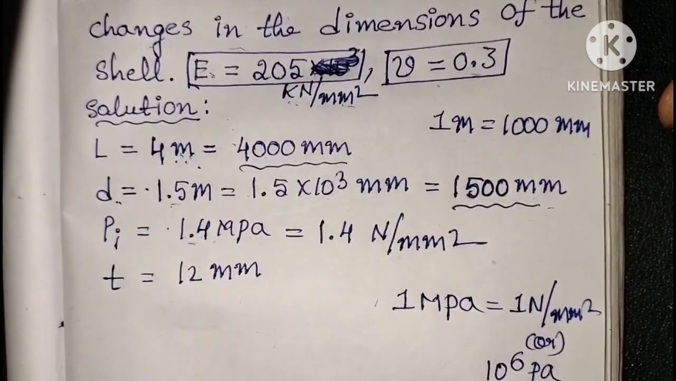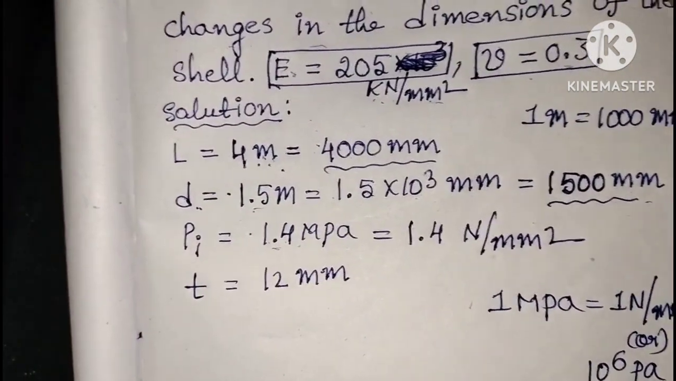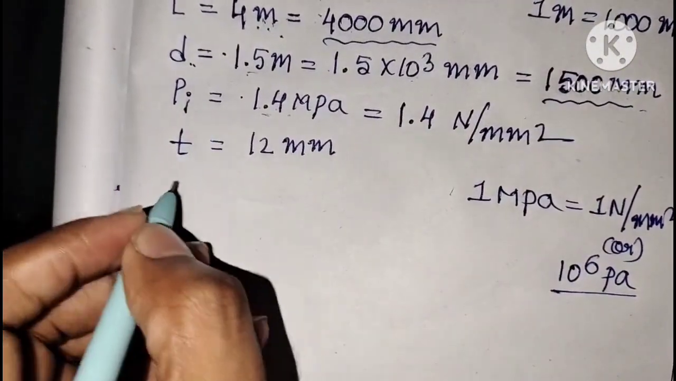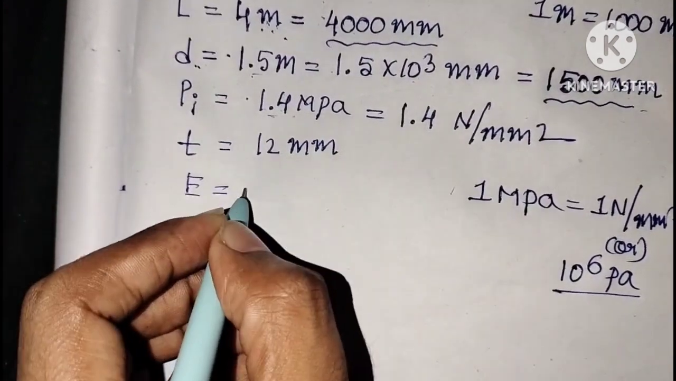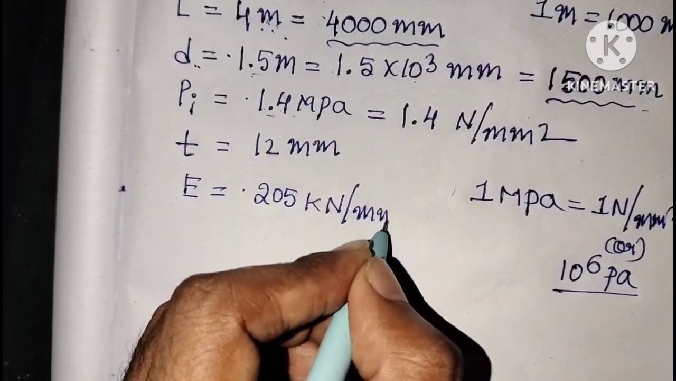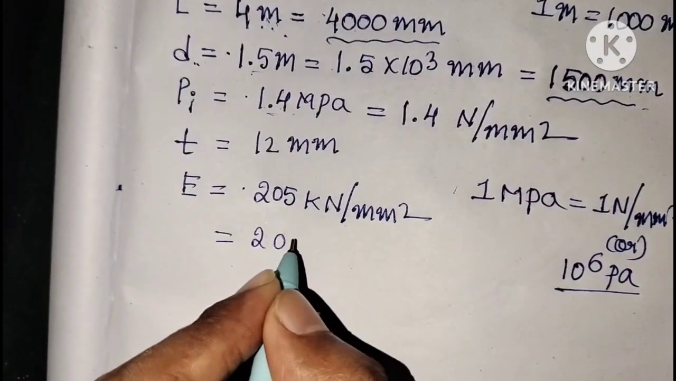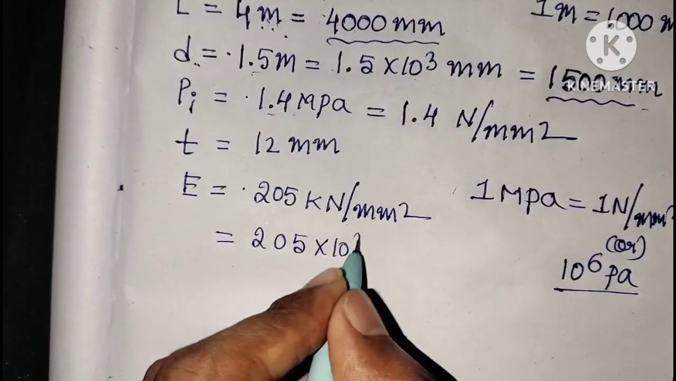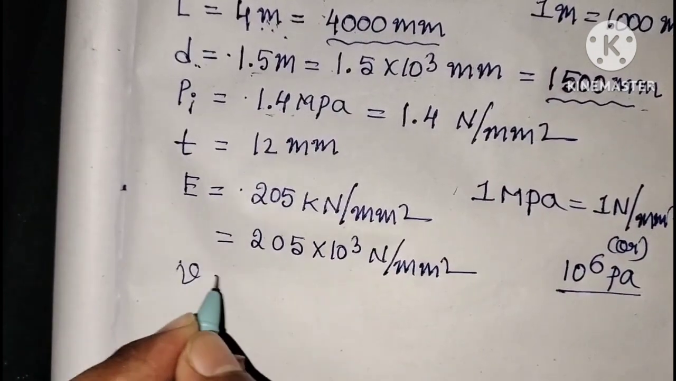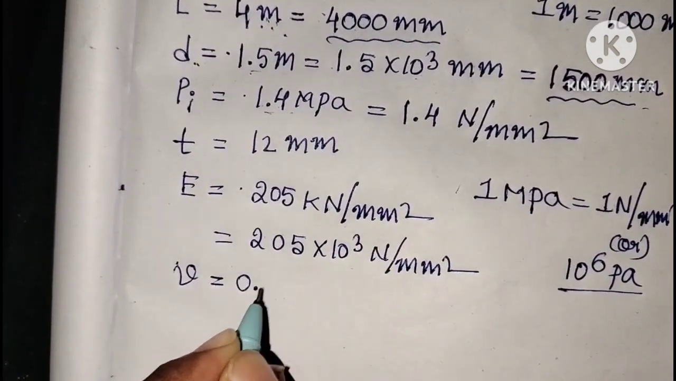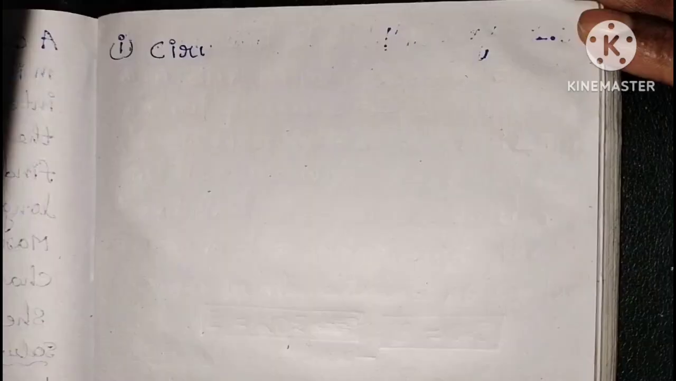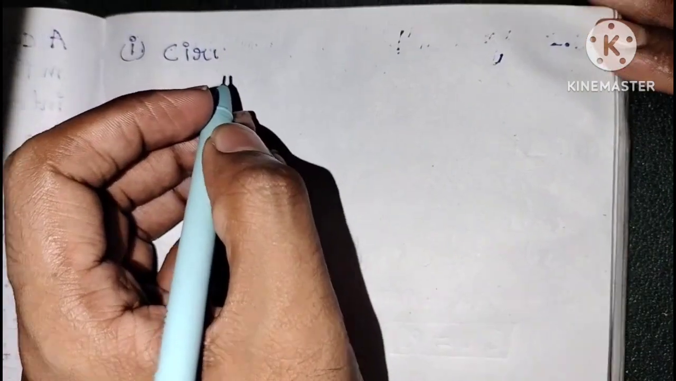Anyhow, next thickness. Thickness is given as 12 mm. And next, given Young's modulus E is equal to 205 kilonewton per mm square. Let us convert it into newton per mm square. Kilo means 10 cubed, so 205 into 10 cubed newton per mm square. And next, given Poisson's ratio nu is equal to 0.3. Okay, so let us find stresses.